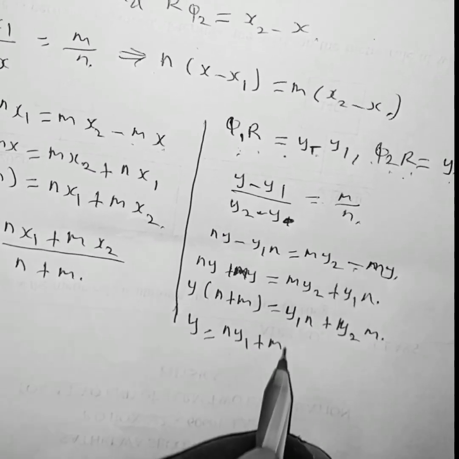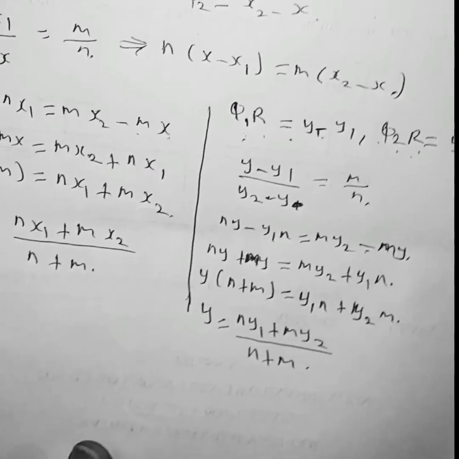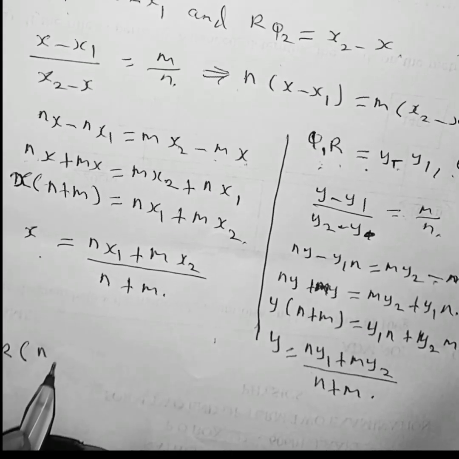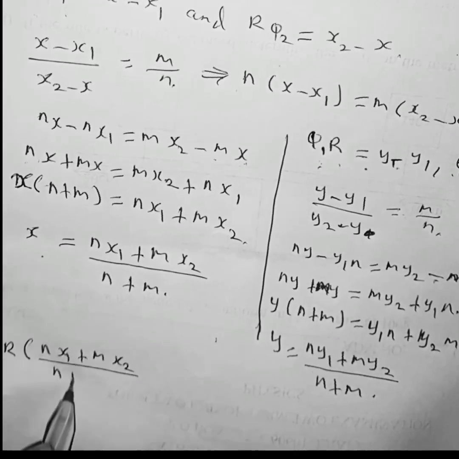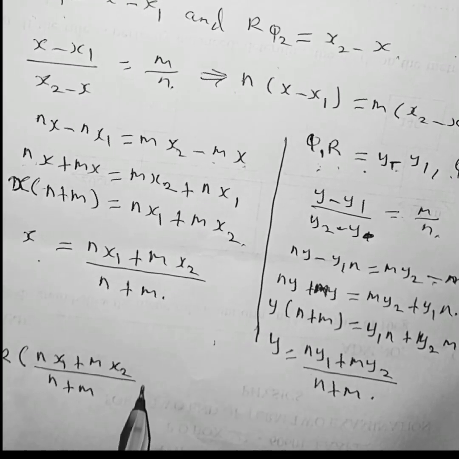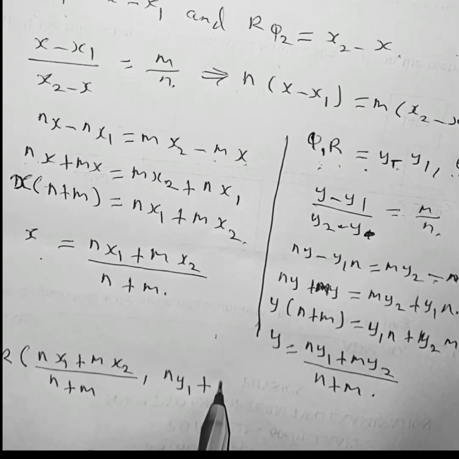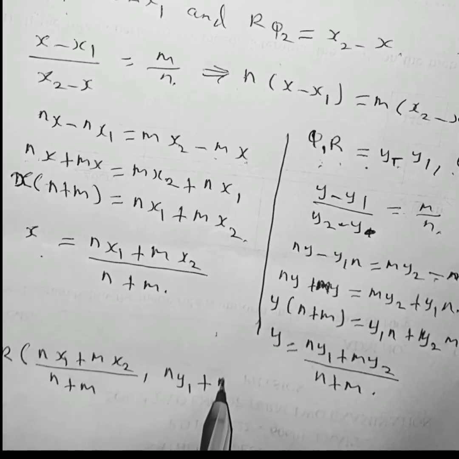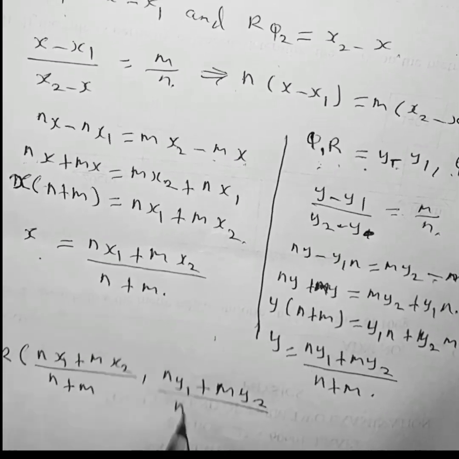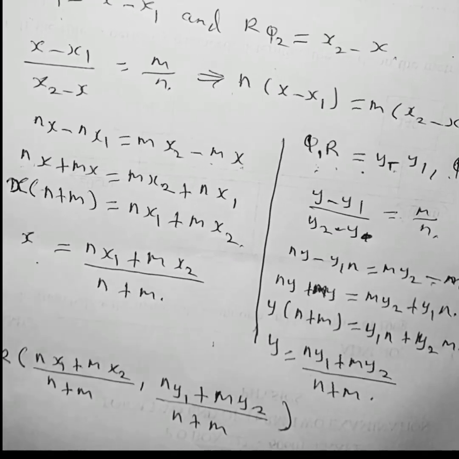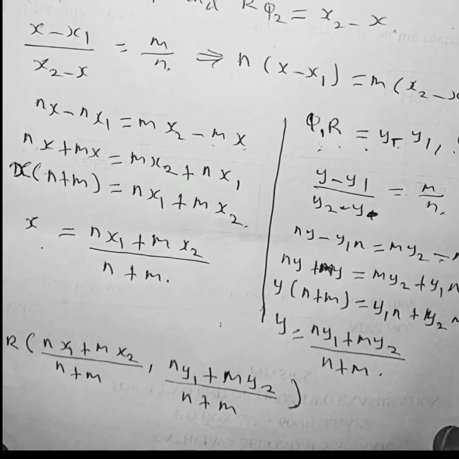So R is given by (nx1 plus mx2) divided by (n plus m), comma, (ny1 plus my2) divided by (n plus m). So that is the general formula which divides our line segment.